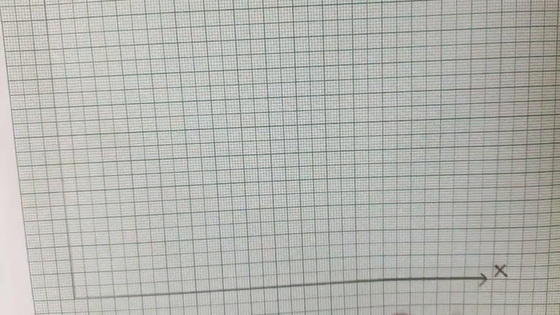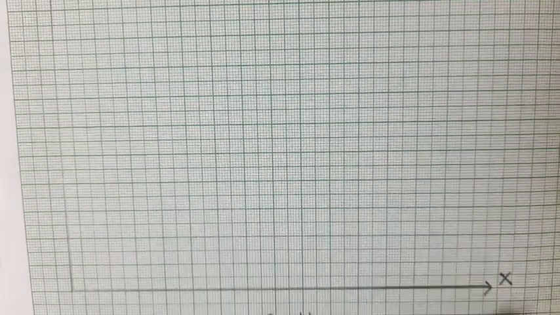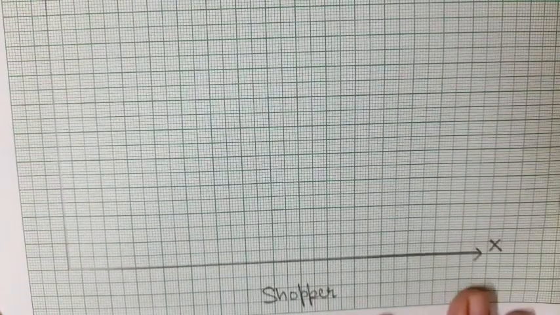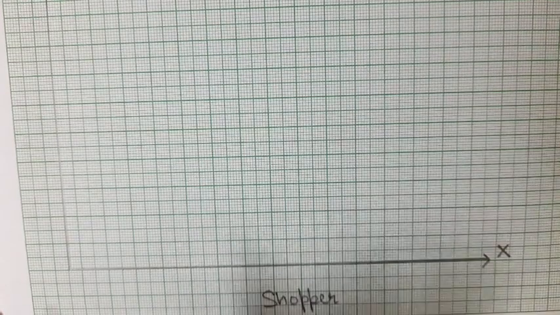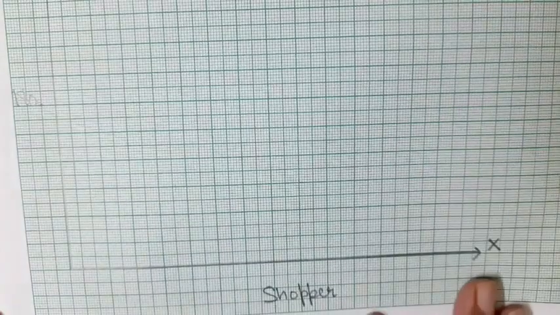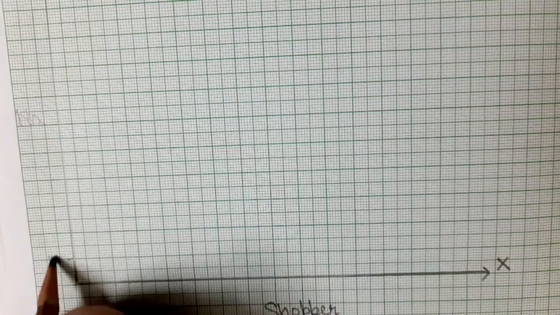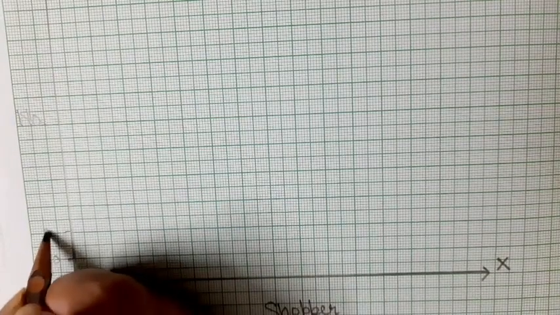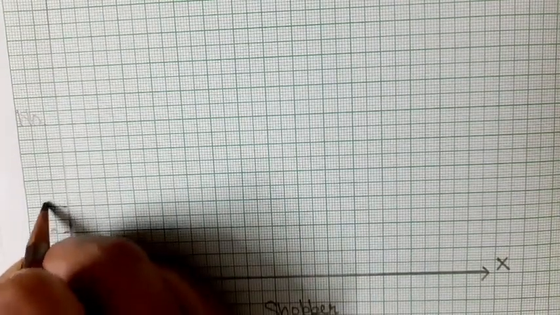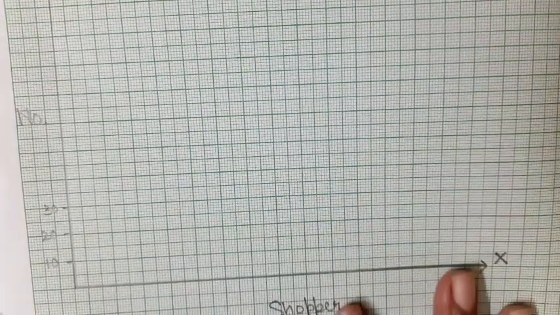So first of all, let's mention the categories. So it was the shopper. Who was the shopper? Whether it was a woman, a man, girl or a boy. And then here it was the number. Okay, so on the y-axis we are representing the number. Now we'll start plotting the value. So we have 10 here and we have 20 here and we have 30 here. So now we can start plotting the values.